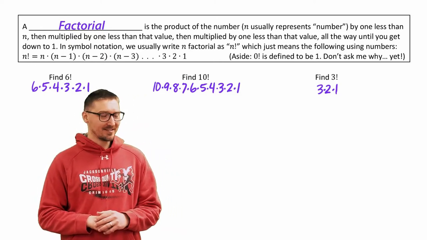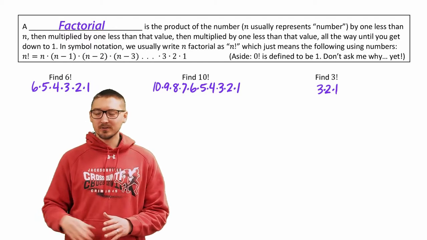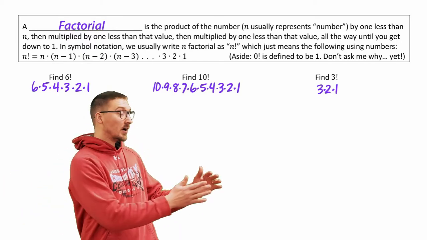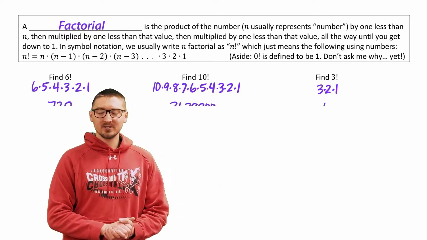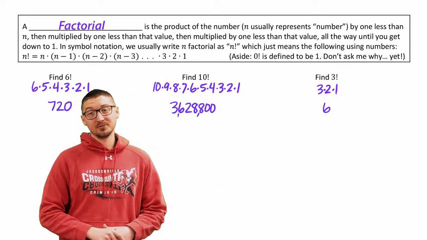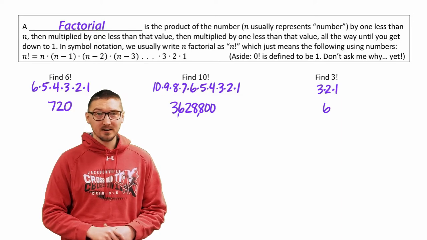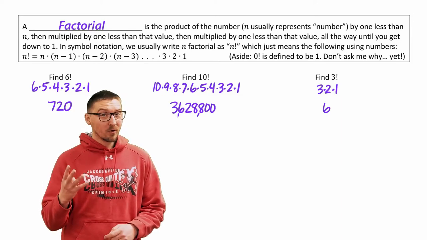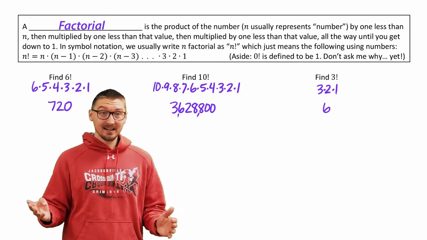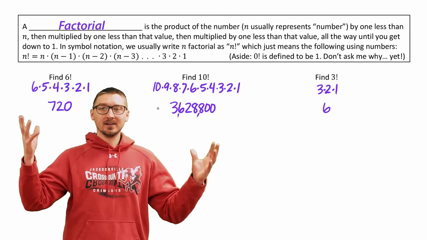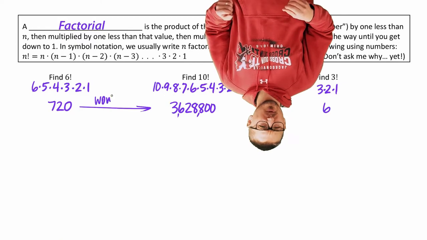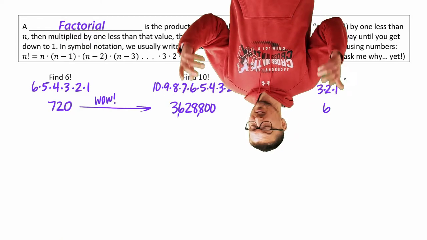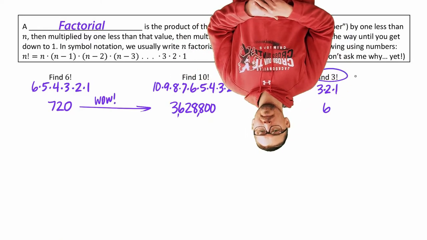factorial, which is crazy. 10 factorial, 10 times 9 times 8, all the way down to 3 times 2 times 1, is 3,628,800 different possibilities. So just going up 4 more, from 6 to 10, it is ridiculous how many more possibilities you get. The number of possibilities just explode. They get so outrageously large.